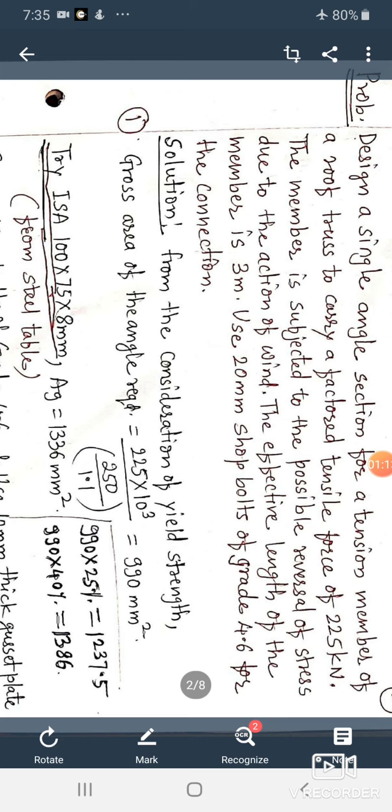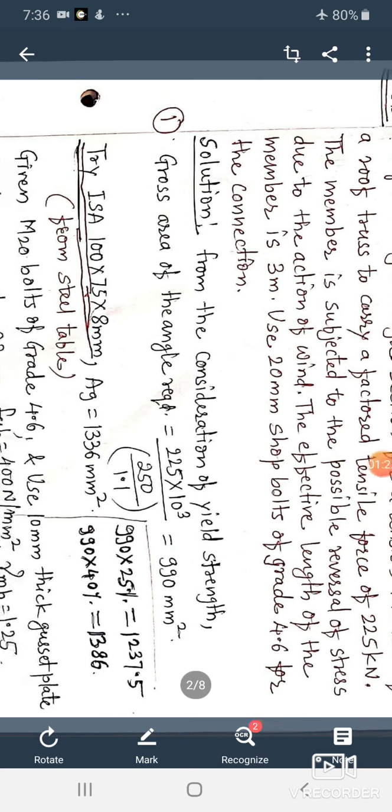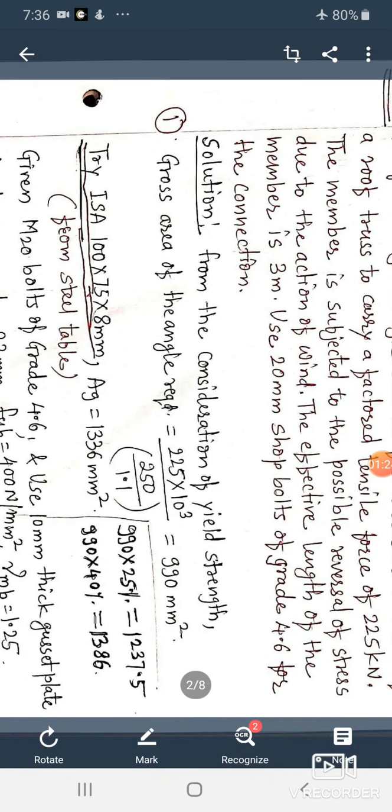So the very first step is, from the consideration of yield strength, we'll be calculating the gross area required for the section. We know the formula as Ag is equals to 1.1 Tu upon Fu. After substituting, we'll get the area required as 990 mm square.